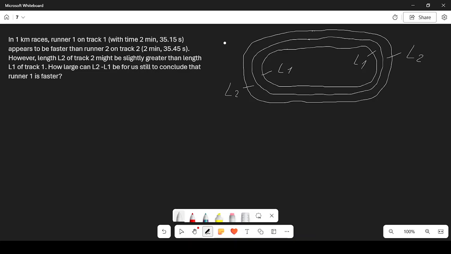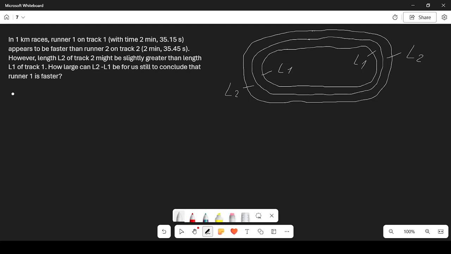And we need to clarify this picture and understand and answer the question: how much larger could track number 2 be than track number 1 so that we can still consider runner number 1 the winner, that he is faster.